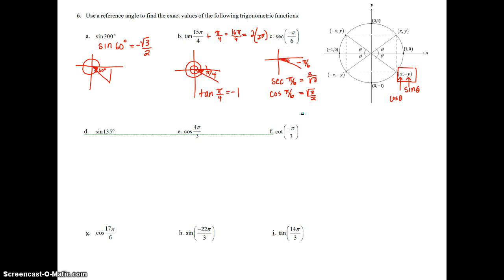So now for the rest of the period, try to fill in D through I and check your answers tonight on School Loop, or you can check the key with the sub.